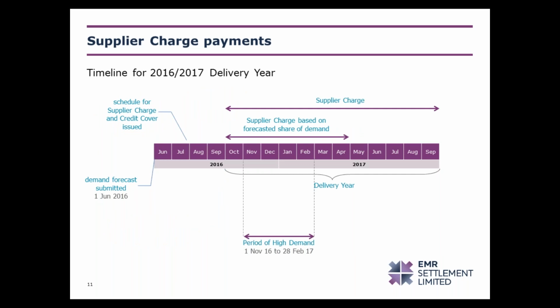So thinking about that supplier charge and the schedule a bit more, remember that this is based on the forecast for the period of high demand. The schedule shows the whole of the year, but in March we will actually have the actual data to replace the forecast, so we will issue a revised schedule. This will also take into account any revision to the total capacity market payments that are going out.